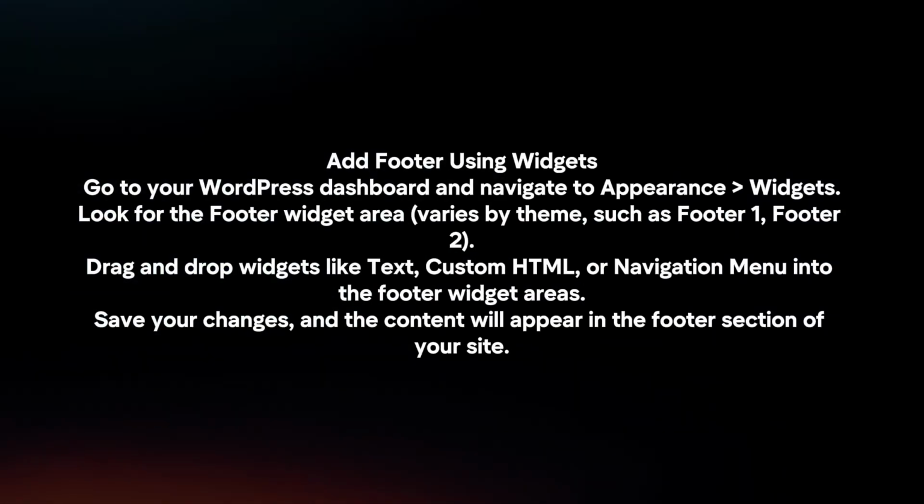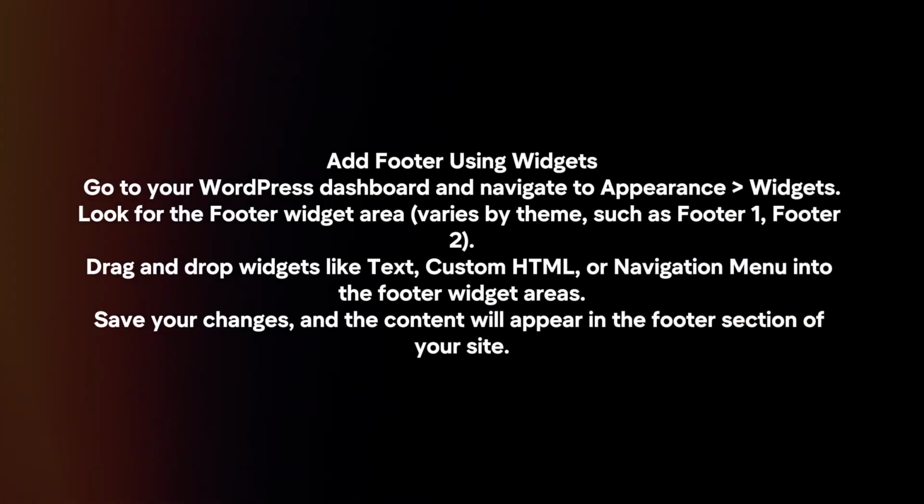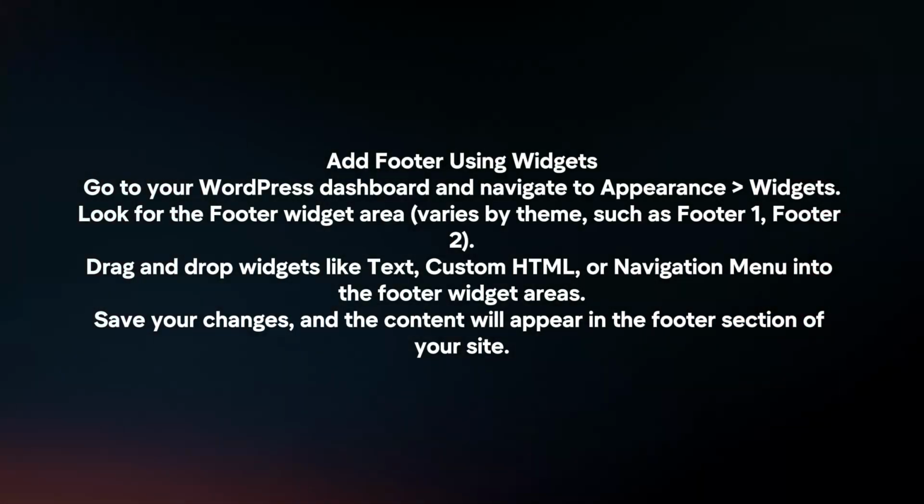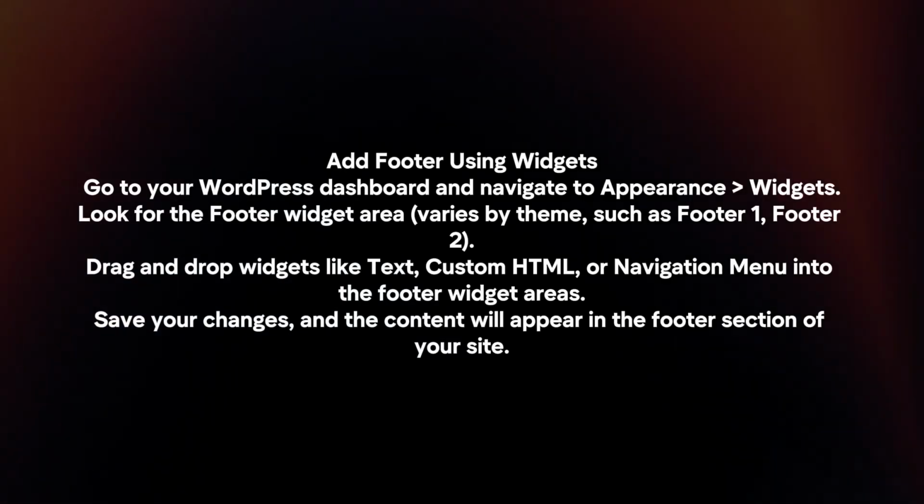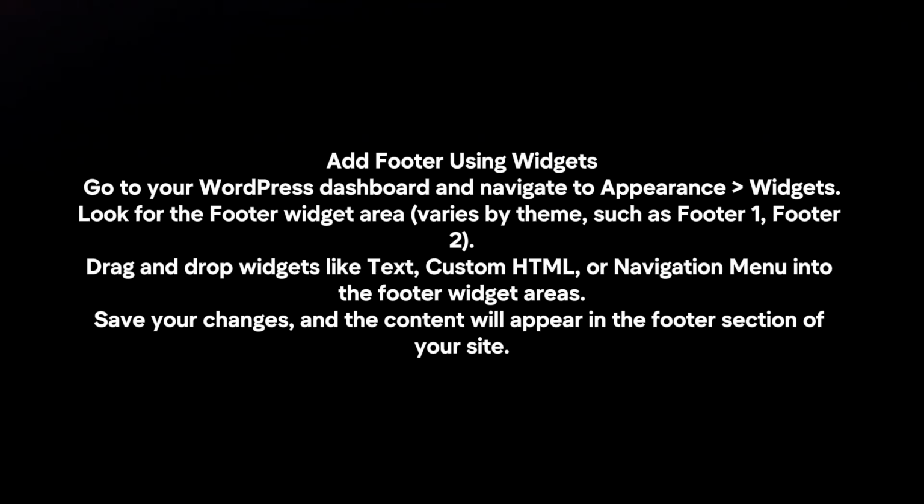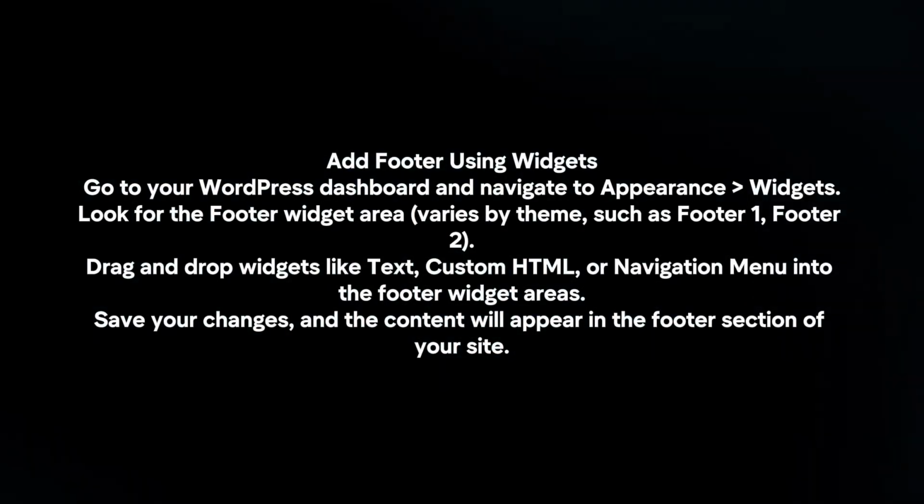Add footer using widgets. Go to your WordPress dashboard and navigate to Appearance, Widgets. Look for the footer widget area. Drag and drop widgets like text, custom HTML, or navigation menu into the footer widget areas. Save your changes, and the content will appear in the footer section of your site.